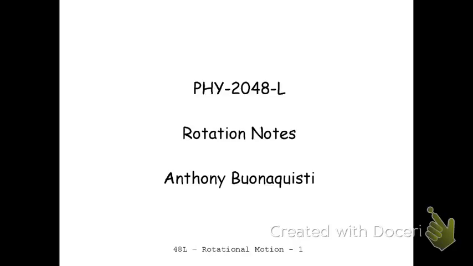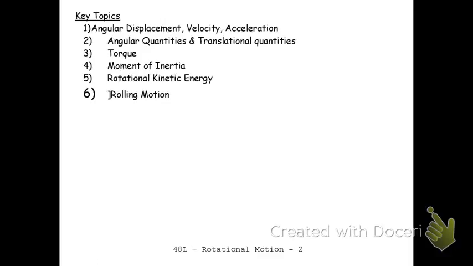So welcome. Let's go on to rotation notes. The reason why we did center of mass is because things rotate about their center of mass. What we're going to do on this is look at some physics that we've done already from a rotation point of view. So we're going to look at things like angular displacement rather than linear displacement, angular velocity rather than linear velocity, and angular acceleration rather than linear acceleration. We're going to look at how we convert between angular quantities and translational quantities.